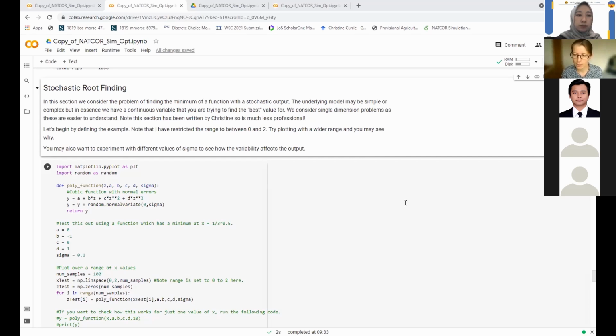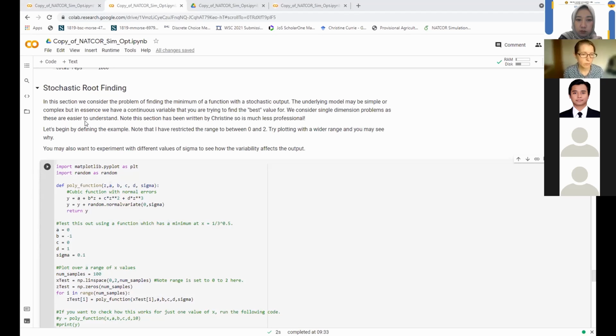So we are looking now at this stochastic root finding. Hopefully you can see my screen and see what I am sharing. It looks like I'm sharing the right thing. Let me just double check I've got the right thing shared. Yeah, okay, all good.